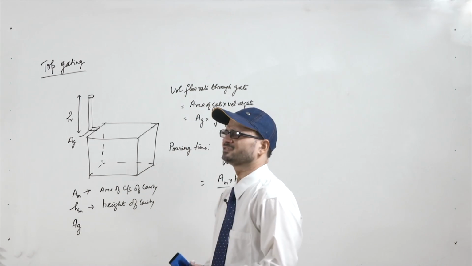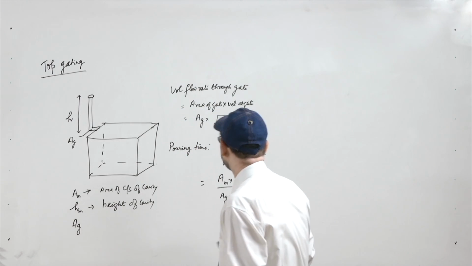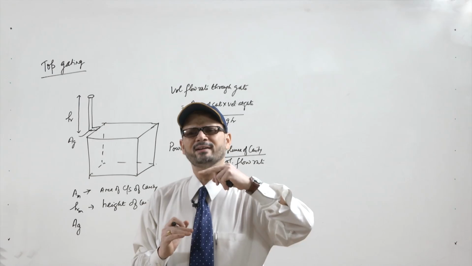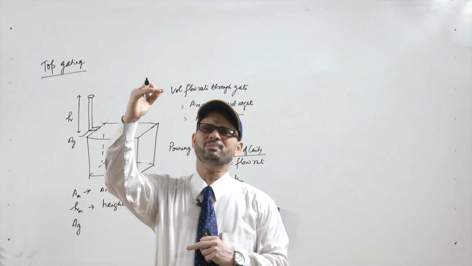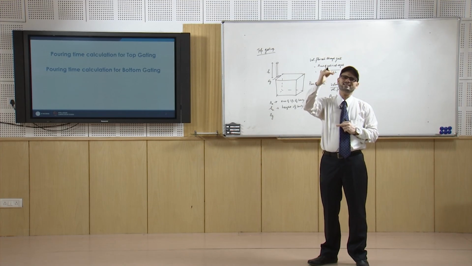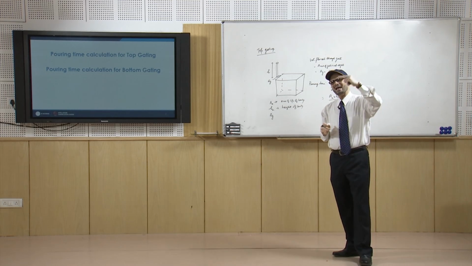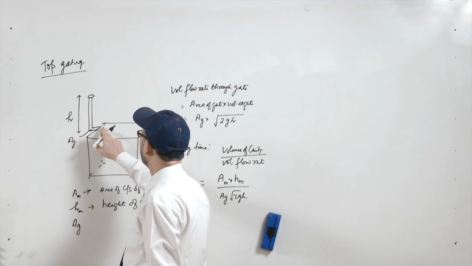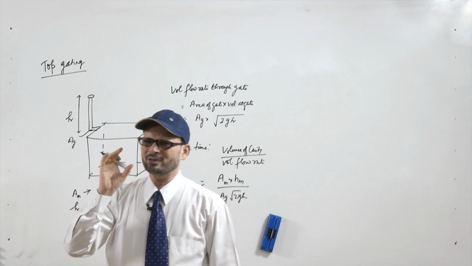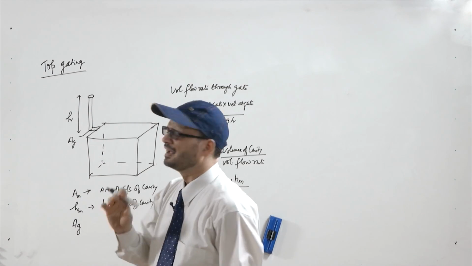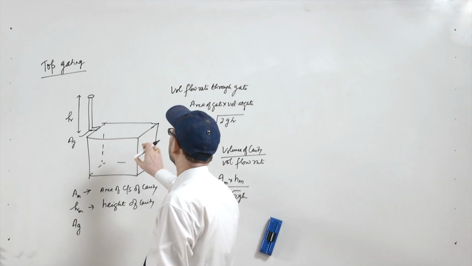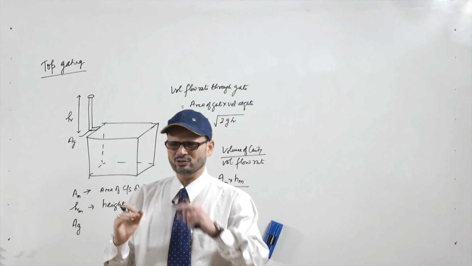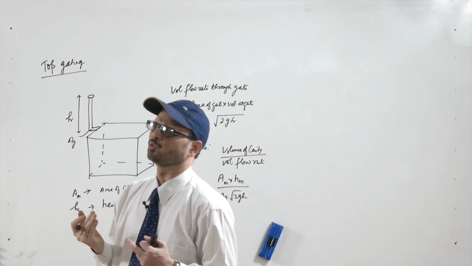So, this is fairly simple. In case of top gating, once you know the effective metal head, from where the pouring cup is placed and at which point the metal is entering into the cavity, you can have the velocity. This velocity will be multiplied with the area of the gate, and that will be the denominator, and the numerator will be the volume of the metal or volume of the cavity. If you divide them, you get the pouring time.